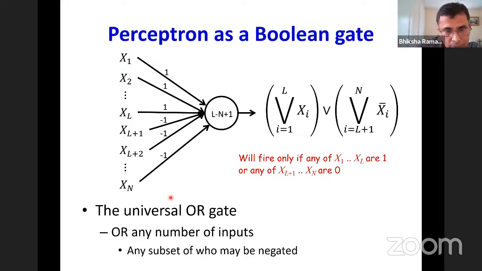Here's another. This is only going to fire if at least one of these first L bits is 1, or if at least one of the remaining bits is 0.